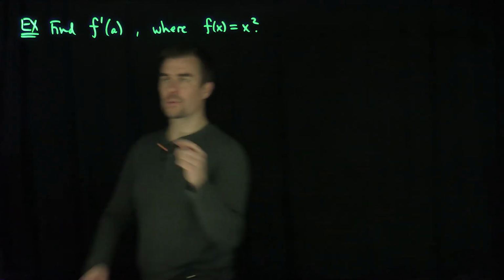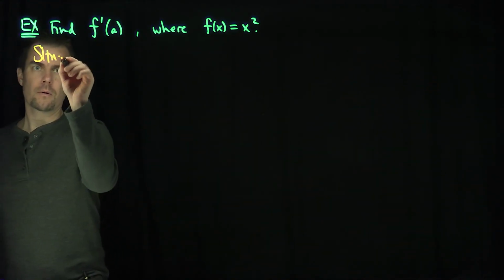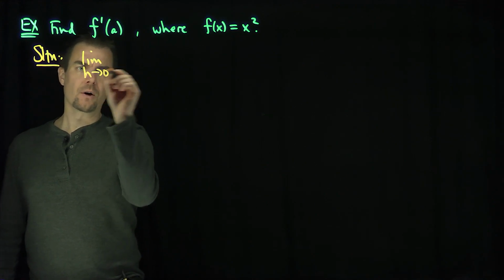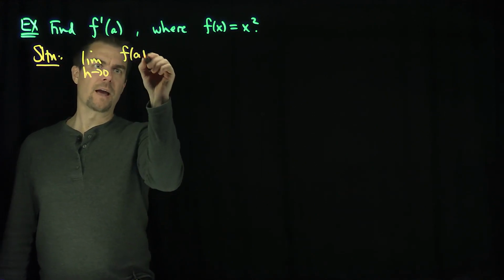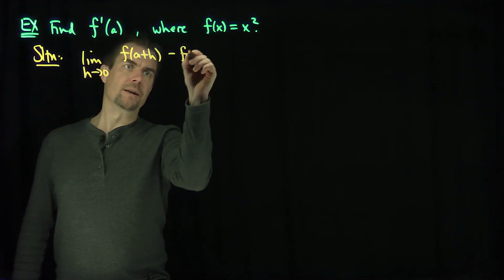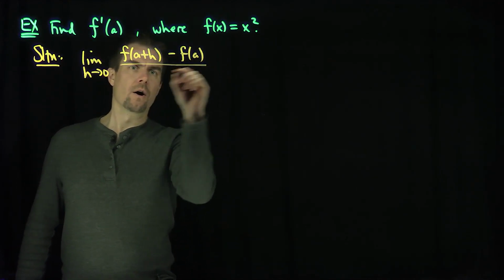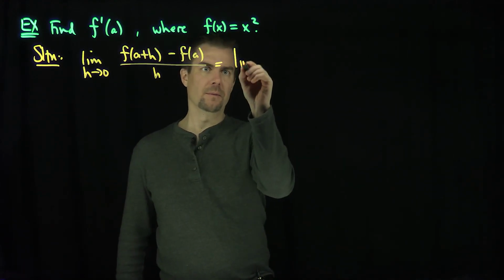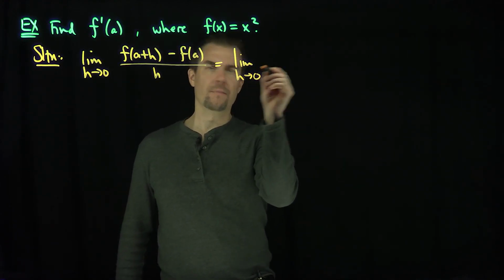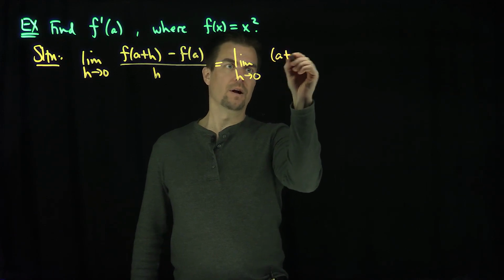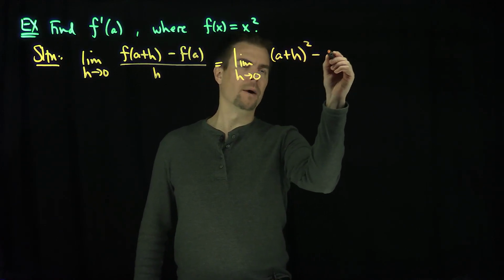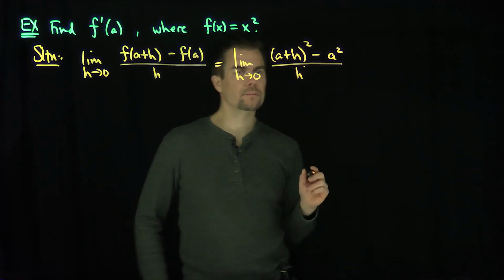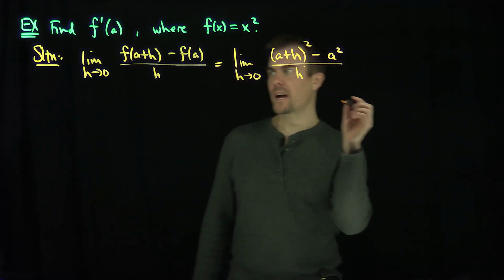So what we're going to do is find the limit as h goes to 0 of f of a plus h minus f of a, all divided by h. So let's fill in these things over here. This is going to be the limit as h goes to 0 of a plus h squared minus a squared over h. And so if I expand this out, what will I have?